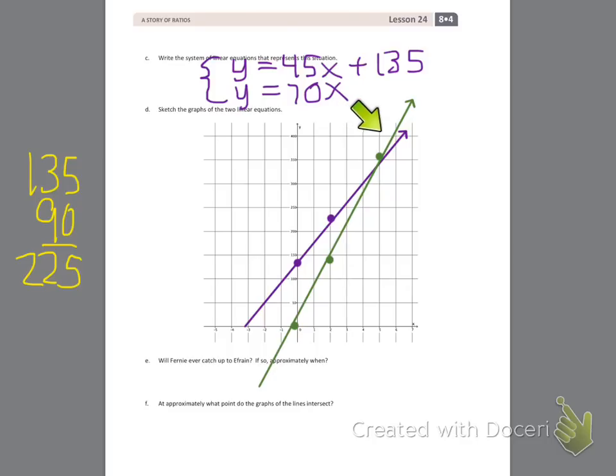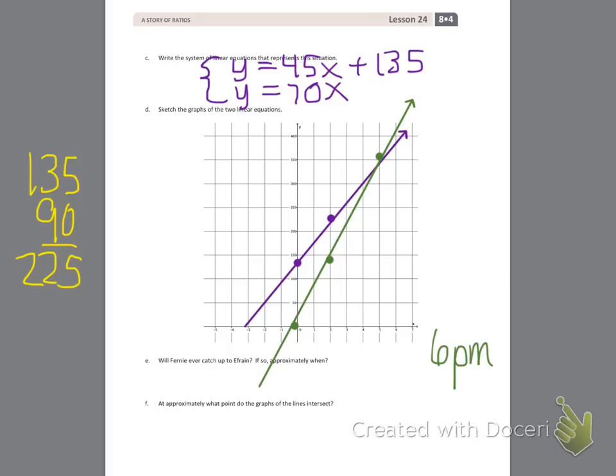So it looks like from the graph, if we follow the point of intersection down, that it's at about 5 hours. So at about 5 hours and about 350 miles is approximately when Fernie will catch up to Ephraim. And so the time, if it's 5 hours from 11 o'clock, then the time would be about 6 p.m. that he would catch up.